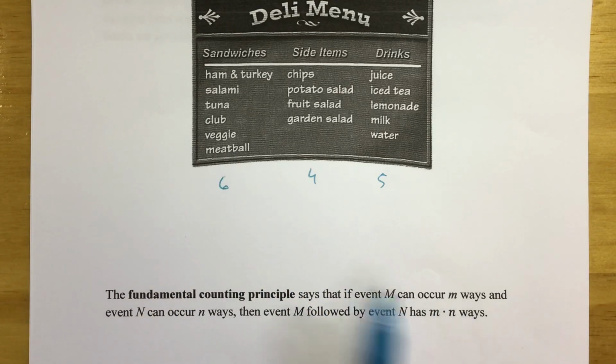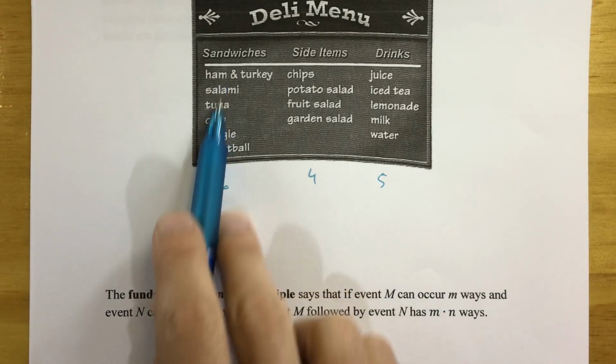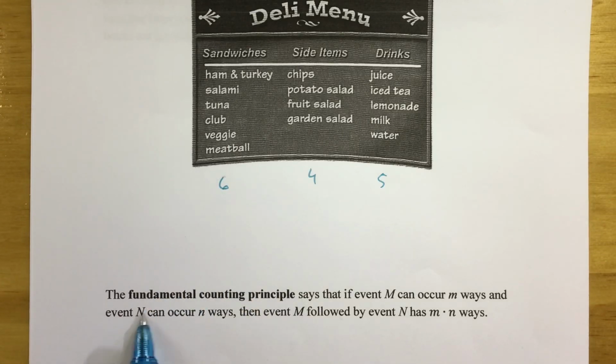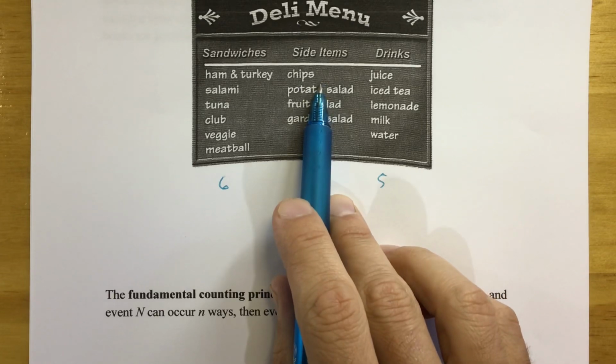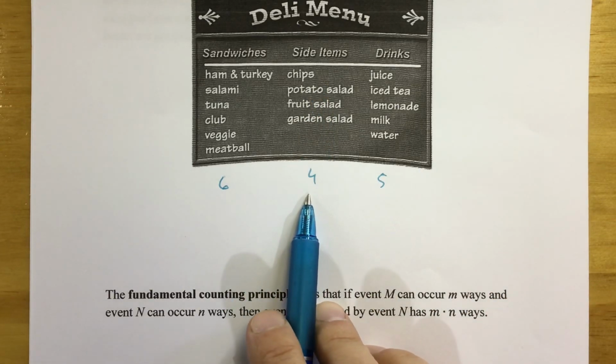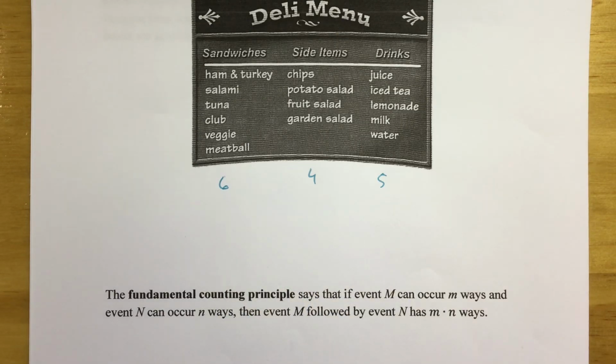And little m would then be the number 6 because you have 6 options in how that event can unfold. Event N can be choosing your side dish. And lowercase n would then be the number 4 because you have 4 side dishes there. So you have 2 events that each have a certain number of ways that they can occur.